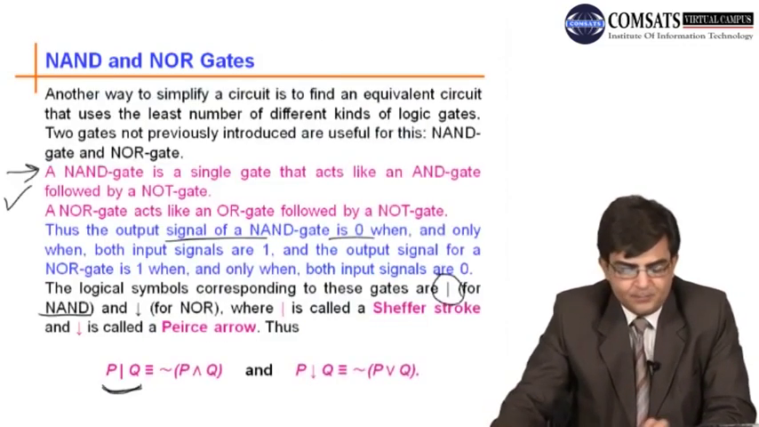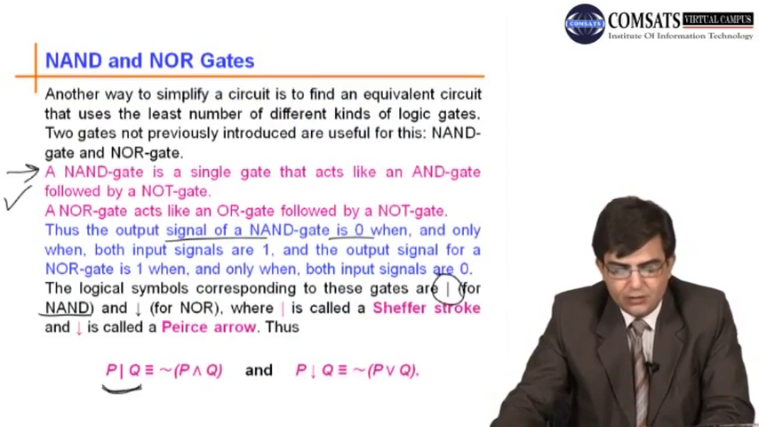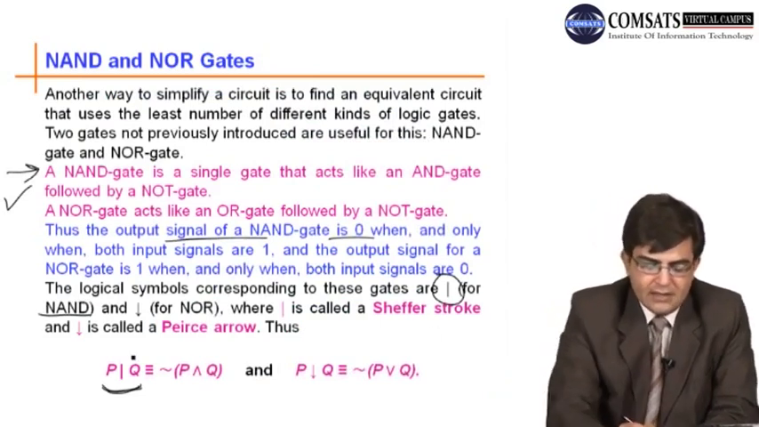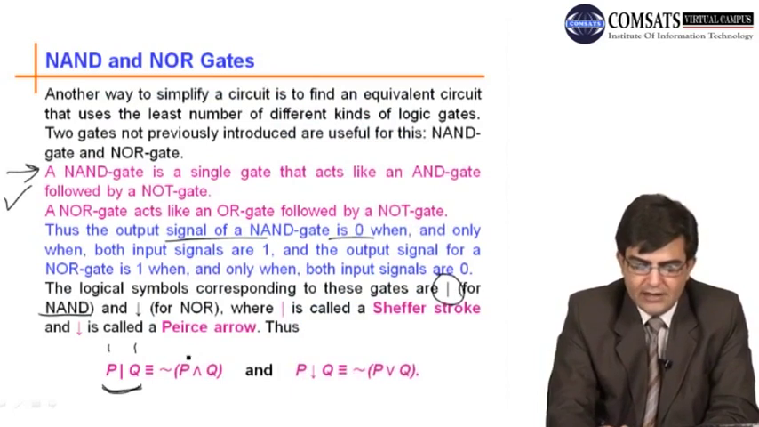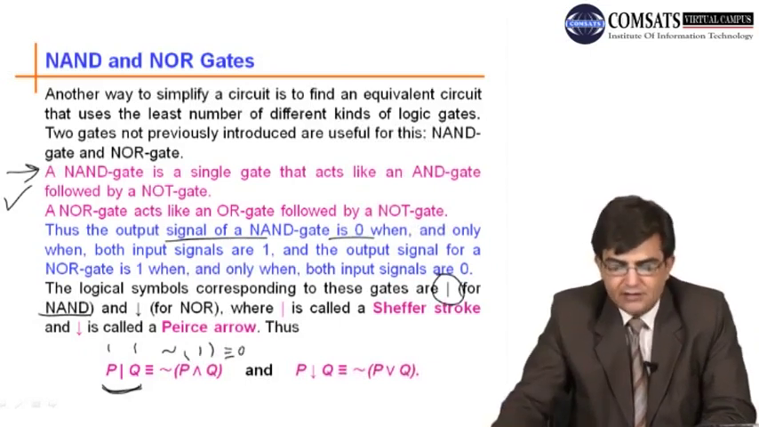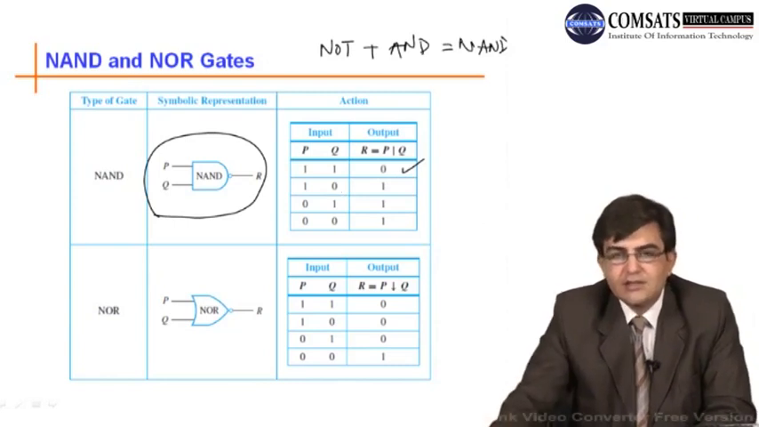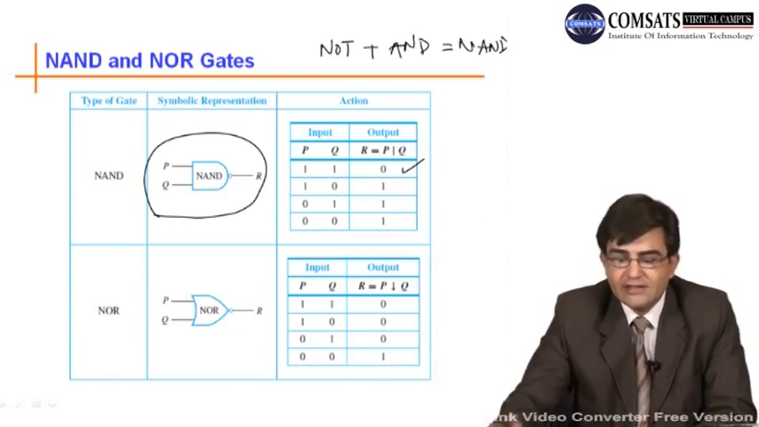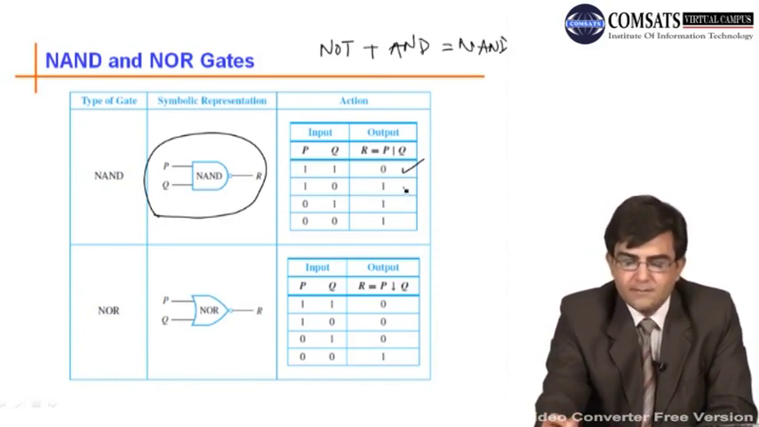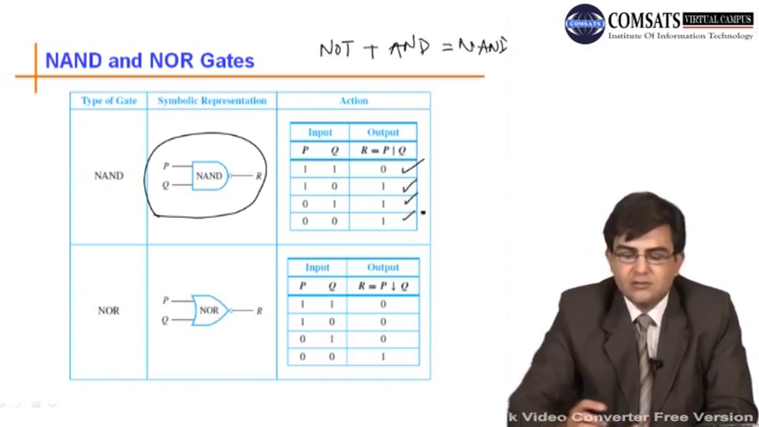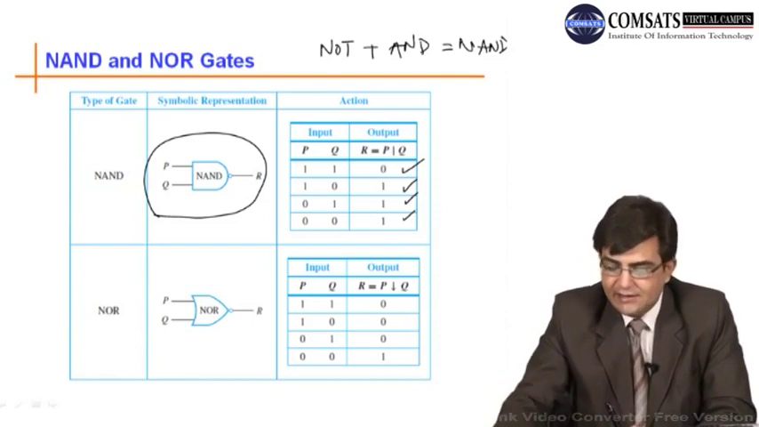As P NAND Q is equivalent to NOT (P and Q). When P is 1, Q is 1, P and Q is 1. When we apply NOT on this, this will give us 0. So therefore, the first output of this gate is 0. When P is 1, Q is 0, we have P and Q as 0, and then we apply NOT, we get 1. Similarly, this is 1, this is 1. So this is basically a NAND gate.